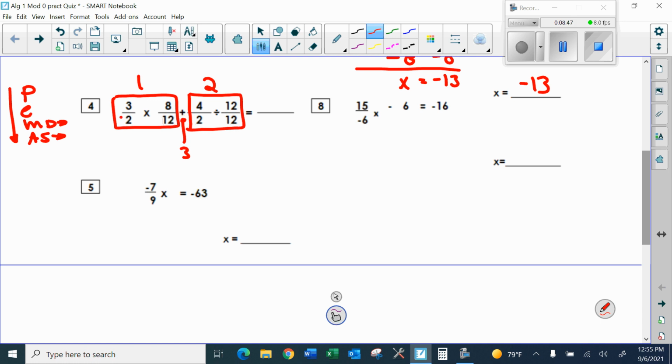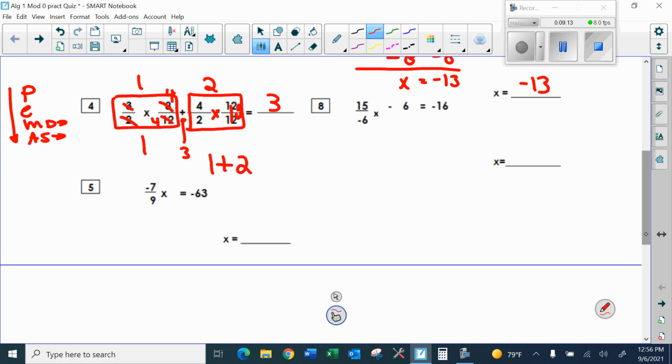Okay, cross multiply. 2 goes in 8 4 times. 3 goes in 12 4 times. 4 divided by 4 is 1. Okay, so I have 1 plus. Remember, I shouldn't have made this one. Should have given me just one. Division, you got to change the multiplication by the reciprocal, but 12 divided by 12 is 1. So I have 4 over 2 is 2 times 1 is 2. 1 plus 2 is 3.